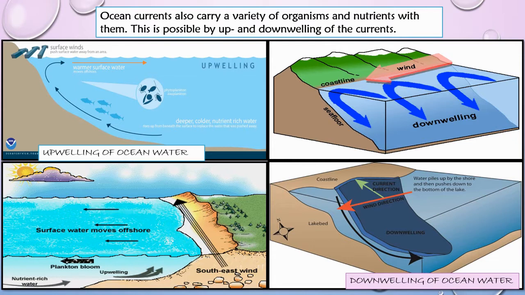The reverse pattern is called downwelling. It also occurs when wind causes surface water to build up along a coastline and the surface water eventually sinks towards the bottom. Now, upwelling: most of the ocean's organic matter is in its depths or on the seafloor.